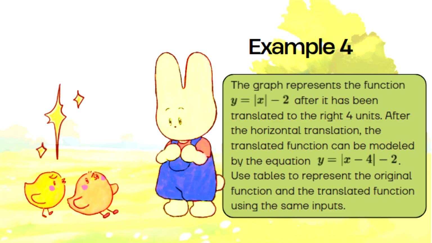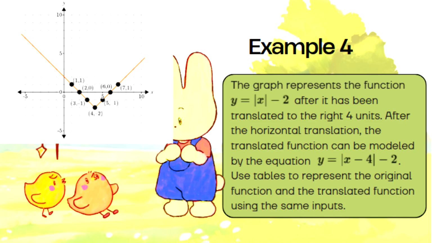The graph represents, oh, and the graph disappeared. Why does this hate me? The graph represents the function y equals the absolute value of x minus 2 after it has been translated to the right 4 units. So this is after it has been translated.